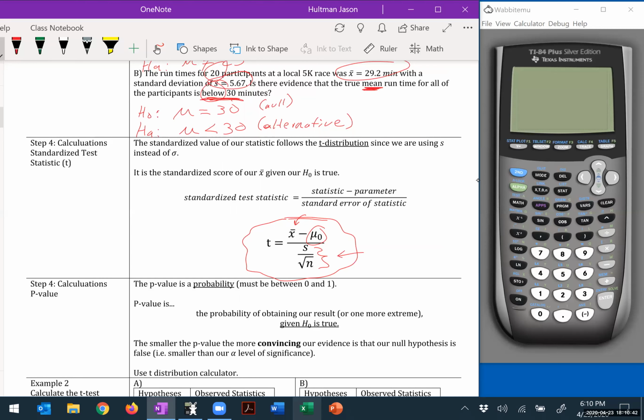Standard error for means. So that's the standard error for means. This is the number of means that I am working with, so my sample size.